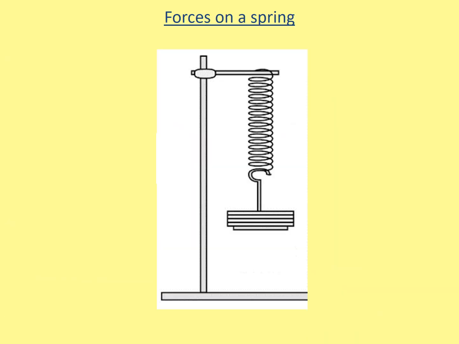Look at the forces acting on a spring. The first one is the weight of the mass acting downwards from roughly the centre of the mass. We then have tension, which is the force of the spring pulling back on the mass, and that acts in the opposite direction. These two arrows are the same size, and therefore there is no resultant force, and so the mass is not moving.